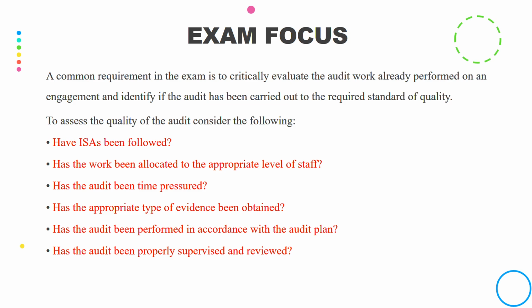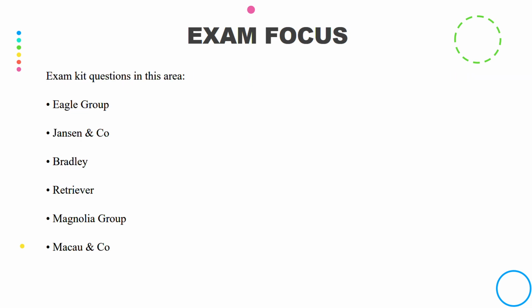Next, has the appropriate type of evidence been obtained? Or is it inappropriate or insufficient evidence? You have to see that. Because if your evidence is good enough, appropriate and sufficient, that means the auditor's standard of quality also will improve. Has the audit been performed in accordance with the audit plan, or was there a deviation? Has the audit been properly supervised and reviewed? Because if it is properly supervised and reviewed, again quality will increase. Okay, so make sure when you're writing this answer, all these things are there. Next, these are some exam questions that you can follow from the revision kit. Okay.